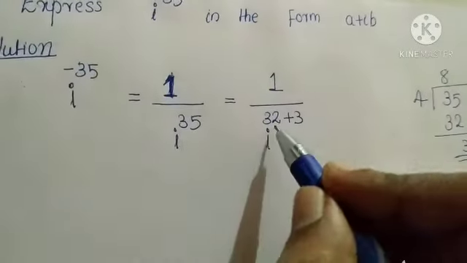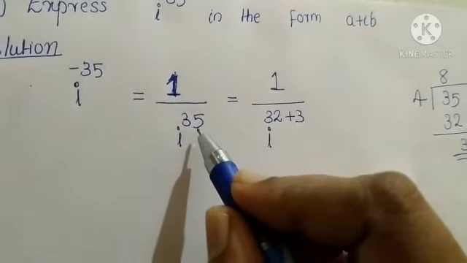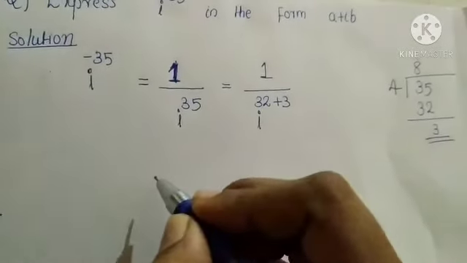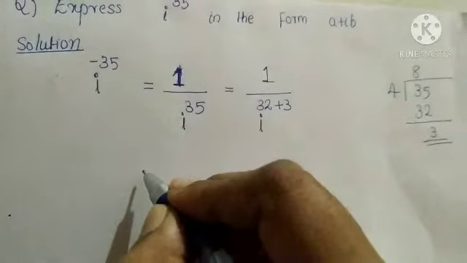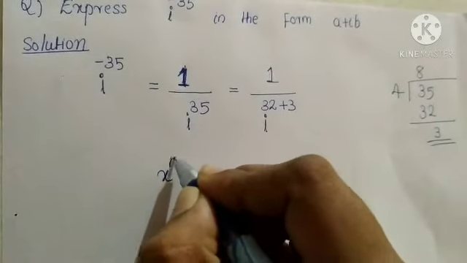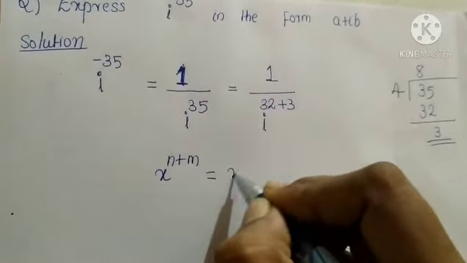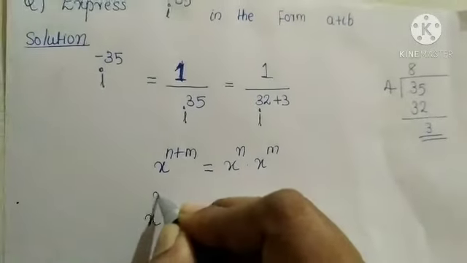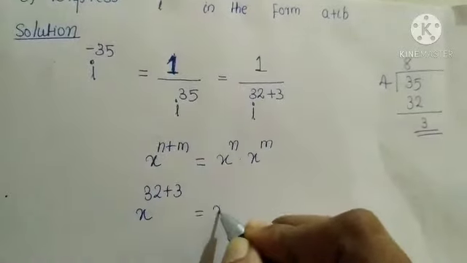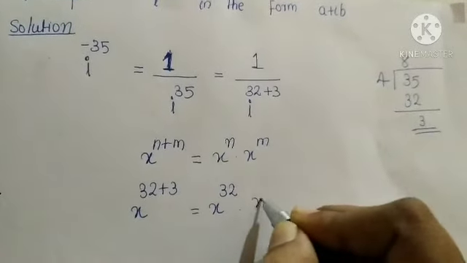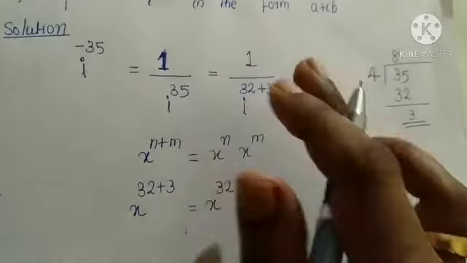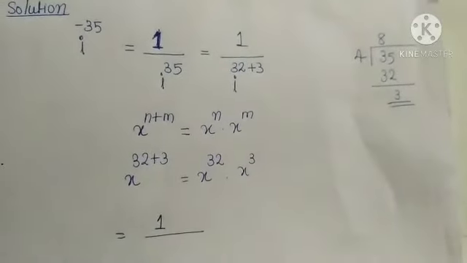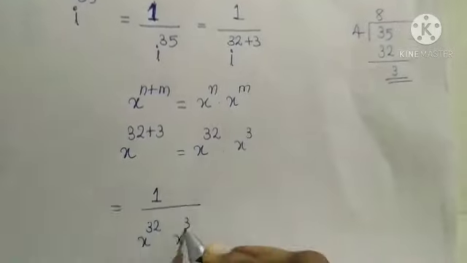I raised to 32 plus 3 is equivalent to I raised to 35, right? So next I am going to use a law of exponent, that is x raised to n plus m can also be written as x raised to n into x raised to m. So x raised to 32 plus 3 can also be written as x raised to 32 into x cube. Okay, so replacing this step by 1 divided by x raised to 32 into x cube.